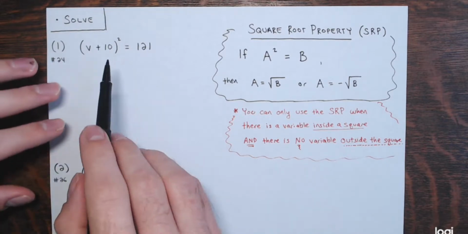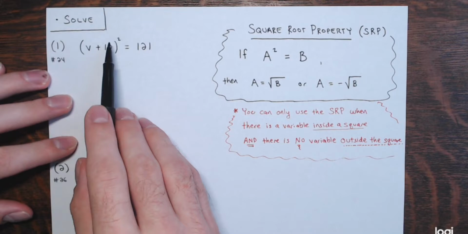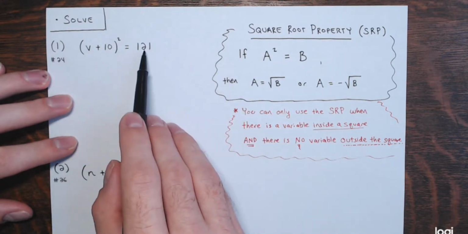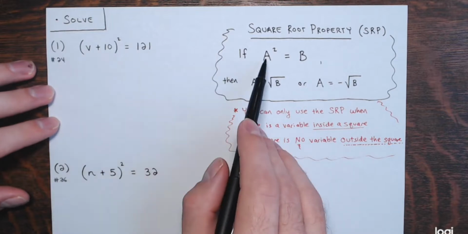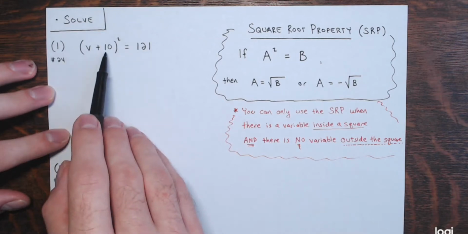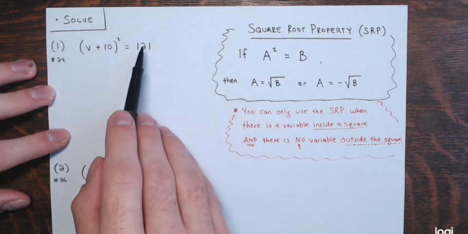Alright, so see, it starts off the way we want. I have a square on its own side equal to a number, where the a in my square root property here, a is v plus 10, and b is 121.